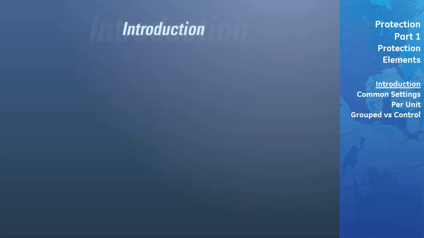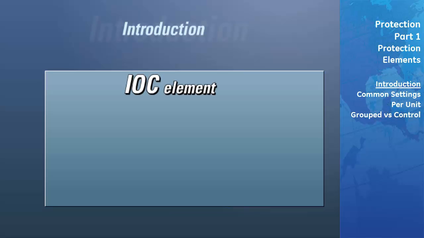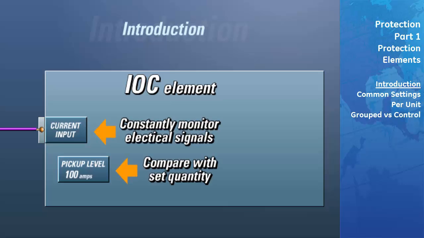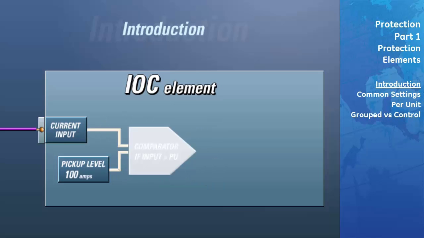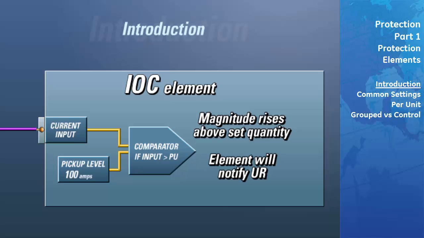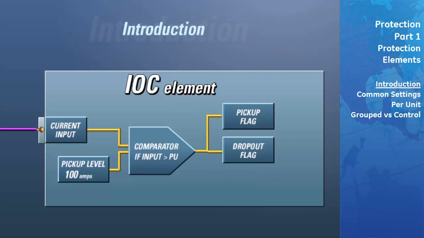The universal relay contains functions known as elements that constantly monitor electrical signals from the outside world and compare them with a set quantity. If the magnitude of that signal exceeds the set quantity, the element will notify the UR to take appropriate action. This notification is done through the setting of output flags. Each element has 3 different output flags that it controls. These are the pickup flag, the operate flag, and the dropout flag.